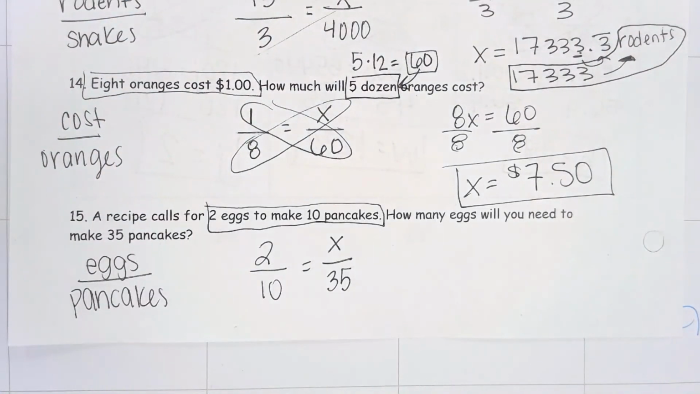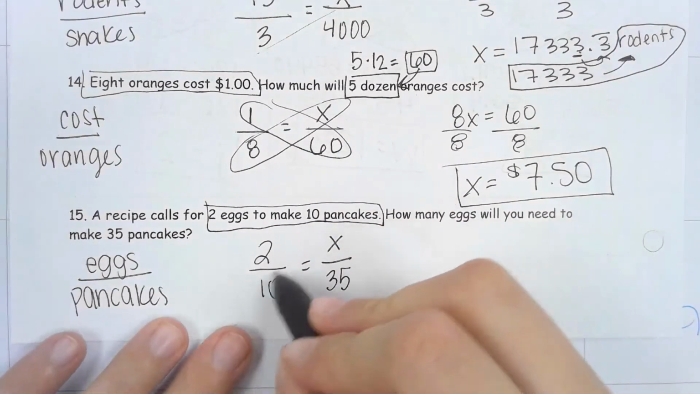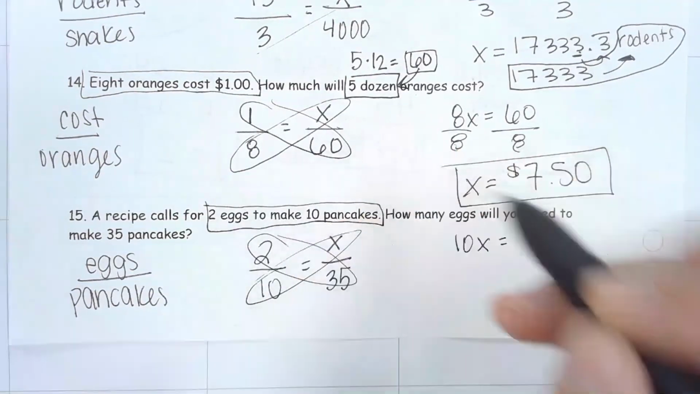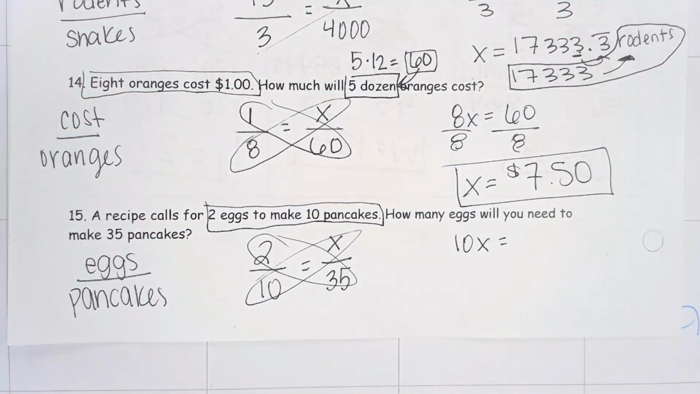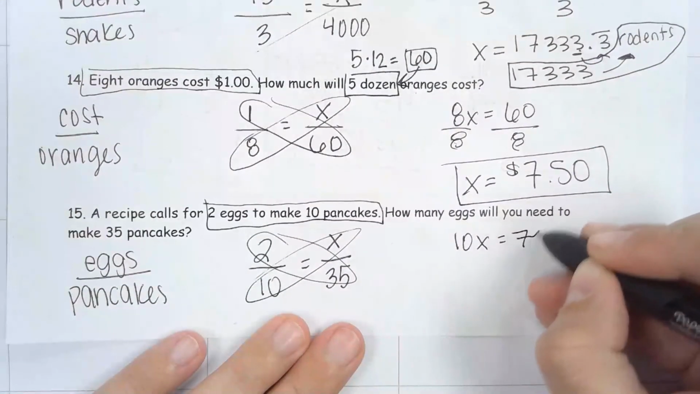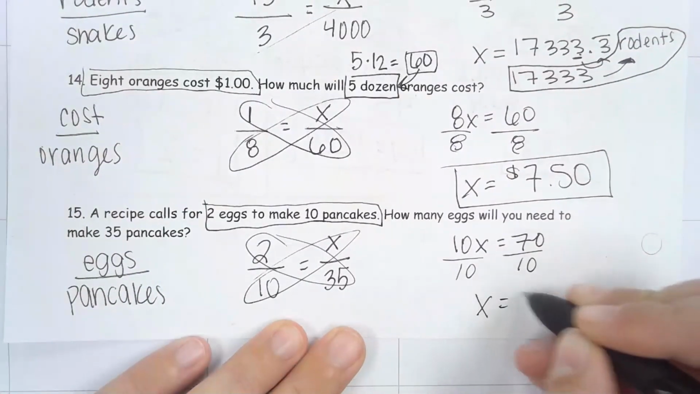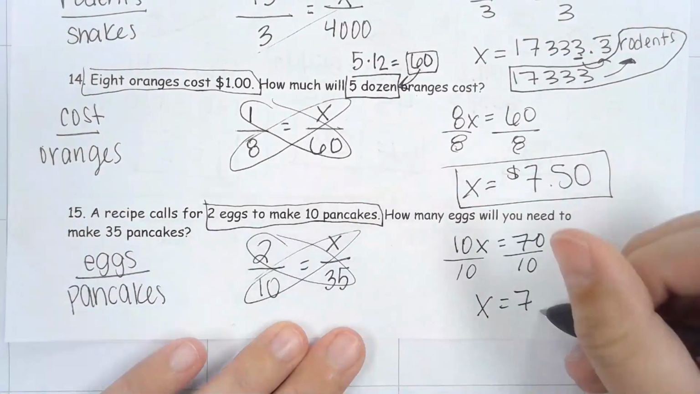Okay, so let's solve it. So 10 times x here is 10x. 2 times 35 is 70. Divide both sides by 10, and you should get x equals 7 eggs.